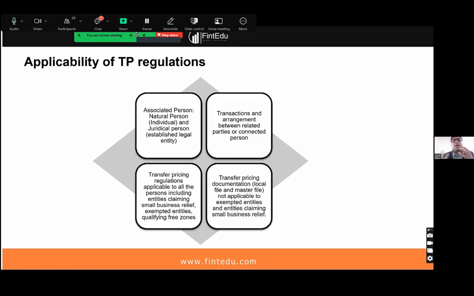Now it is part of the regulation. So we'll talk more about what could be the arrangement. Transactions and arrangements between related parties need to be part of the transfer pricing documentation and the disclosure form. Transfer pricing regulation is applicable to all the entities.